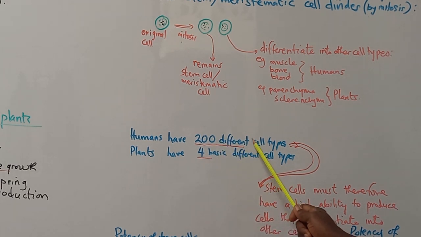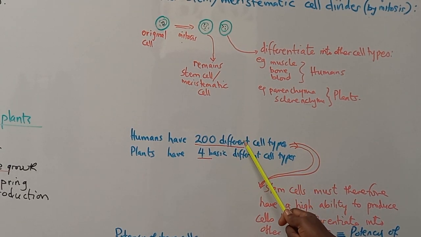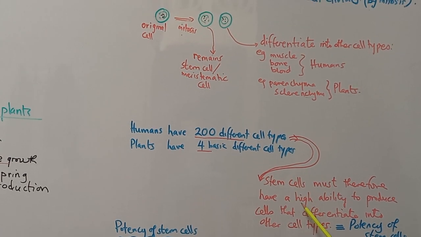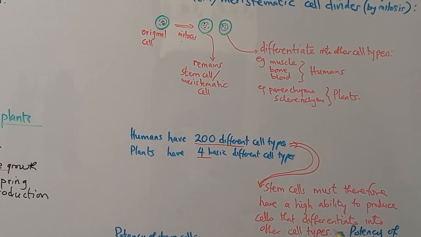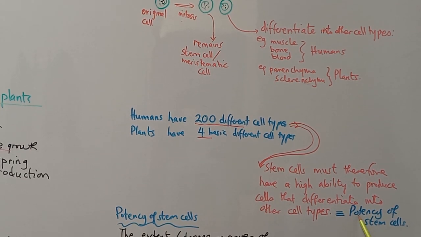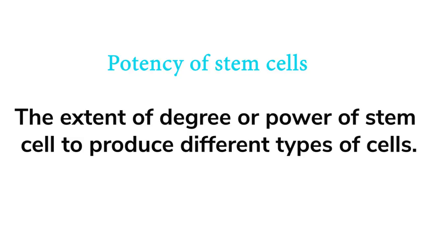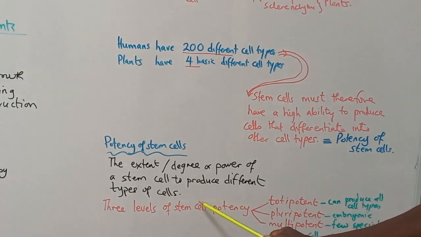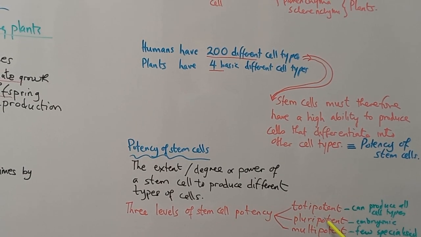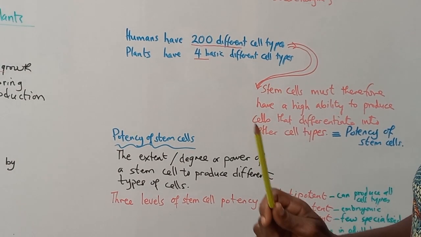So if there are 200 different types of cells in humans, it means the stem cells must have a high ability to produce cells that differentiate into other types. And this ability is known as potency of stem cells. So, potency of stem cells is the extent or degree or power of a stem cell to produce different types of cells. And there are 3 levels of stem cell potency. You have totipotent, pluripotent, multipotent. We'll look at it again.